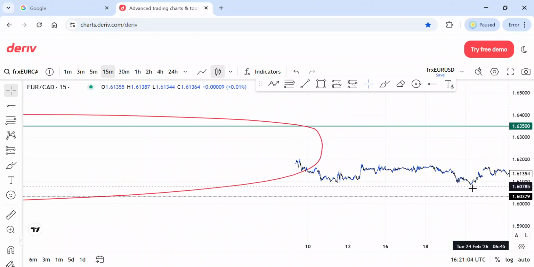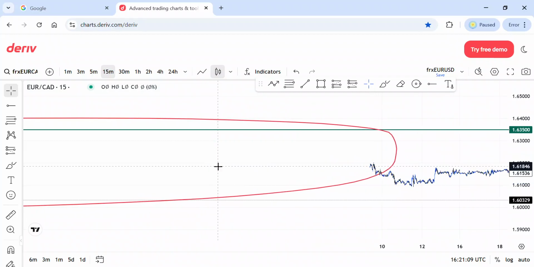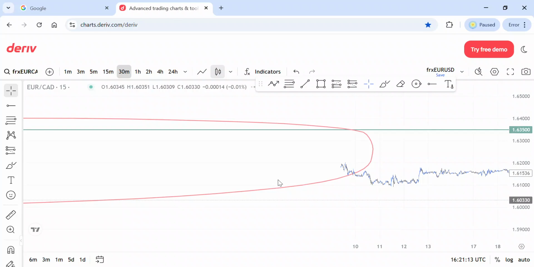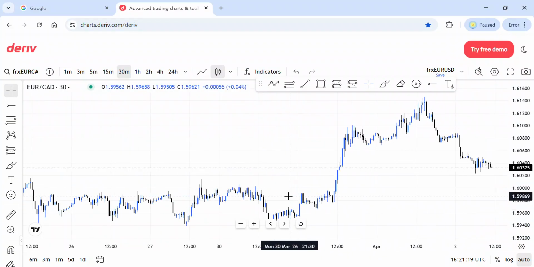Okay, so the chart is not bringing it on. Let's go to 30 minutes. You can still see a confirmation on 30 minutes too. It's not compulsory 15 minutes only.